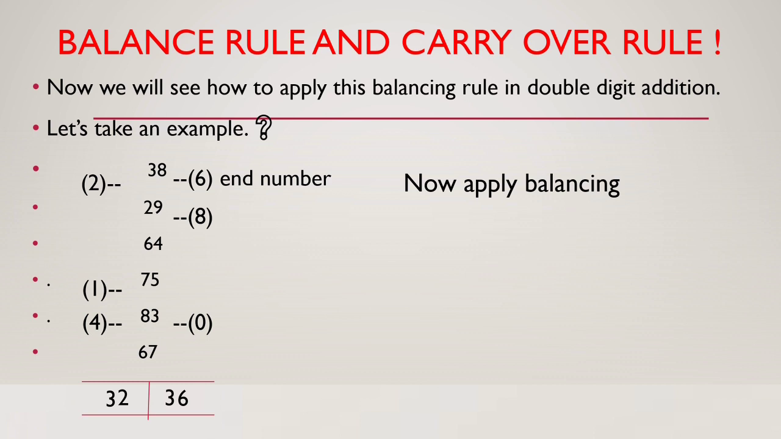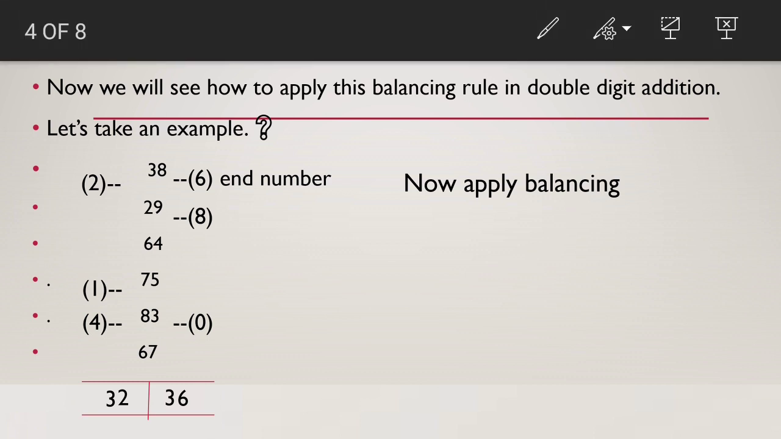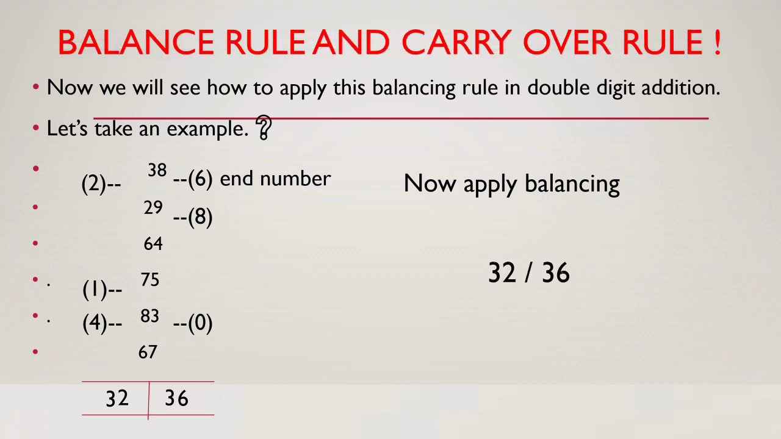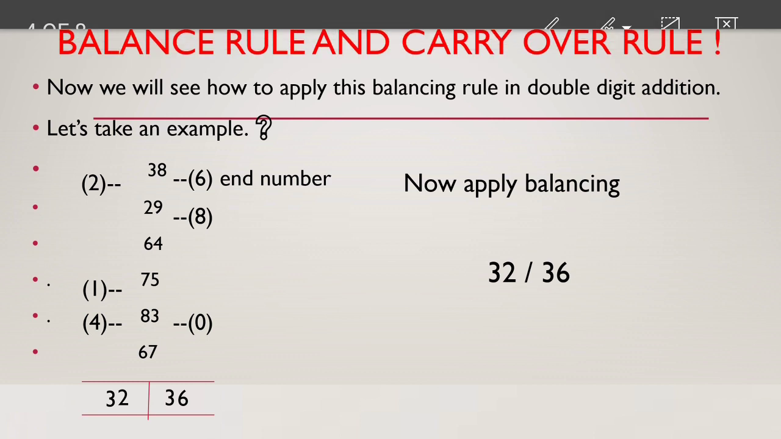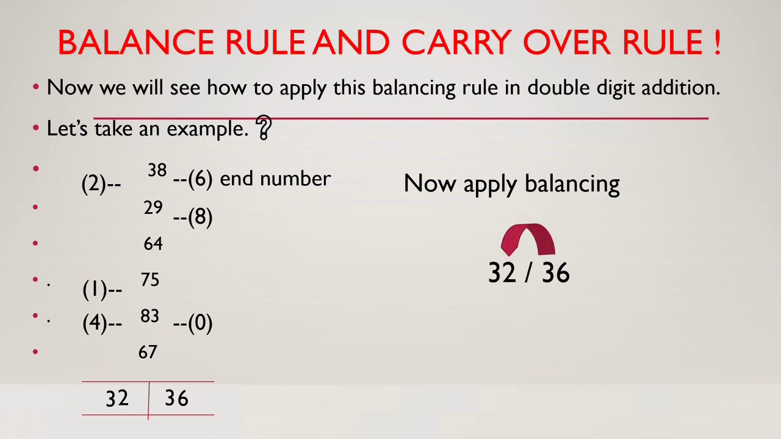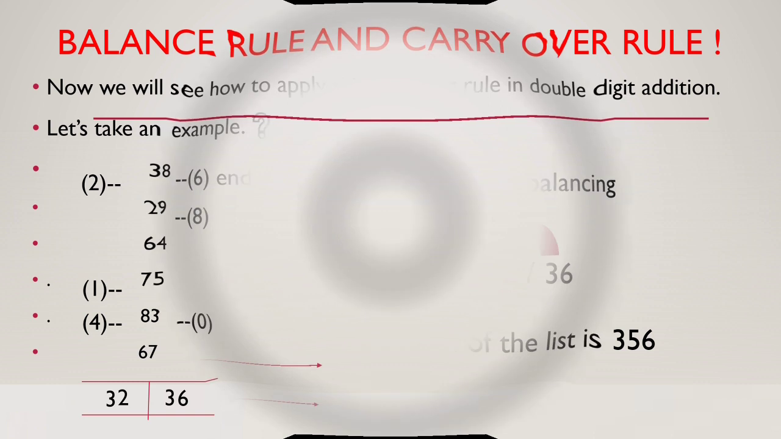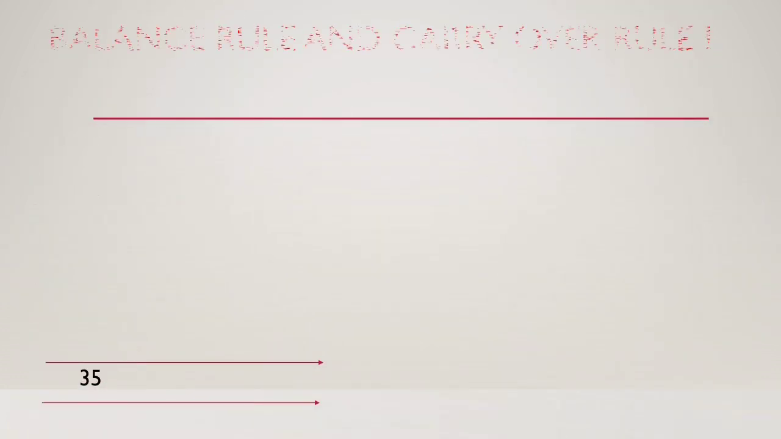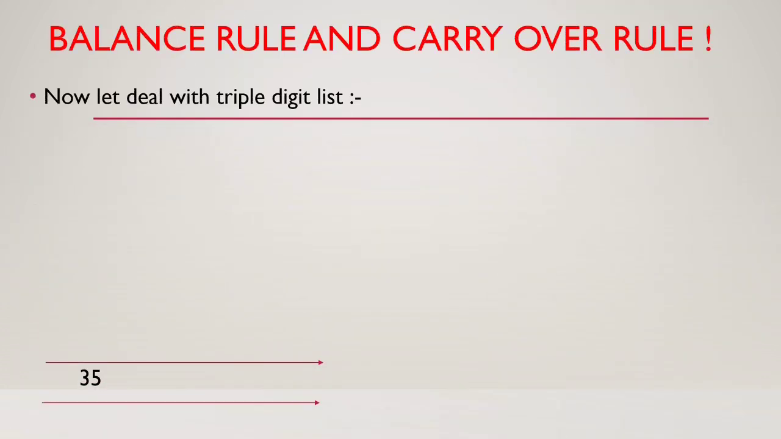Now do you remember we had solved this sum previously? So now applying that balance rule and carryover rule, we get our answer 356. So the sum of this given double digit list, we got 356 as our answer. Now the balance and carryover rule.